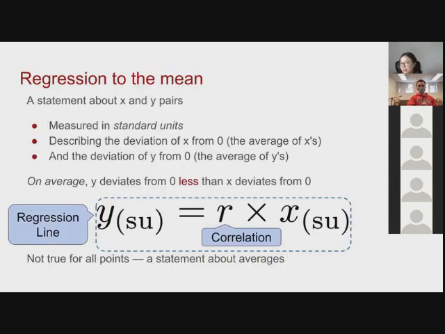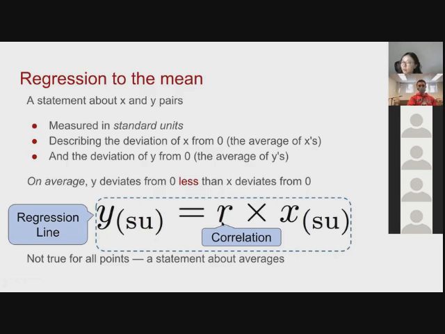Okay, and then lastly, I hope once I present this line, it makes more sense of what we're saying in this sentence. Okay, on average, Y deviates from 0 less than X deviates from 0. That less than is coming through this R.